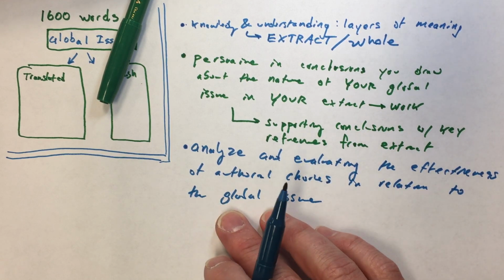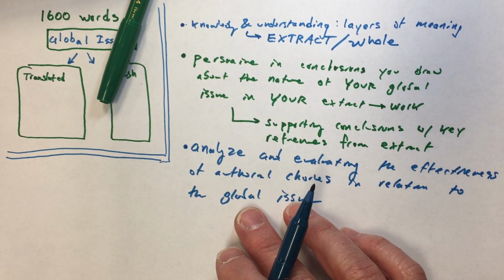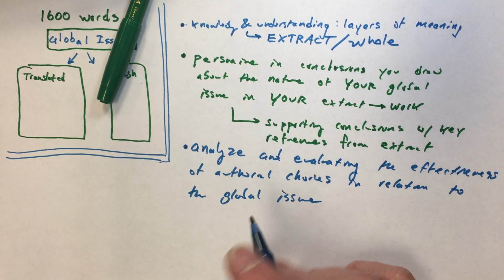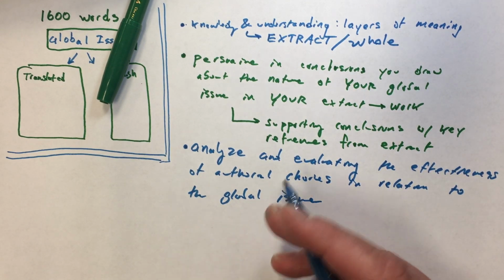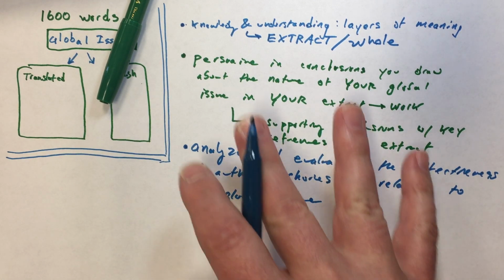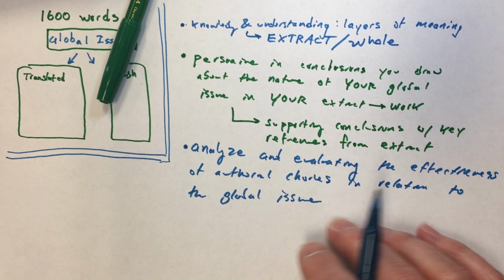Where do you see the global issue? How is that global issue presented? What aspects of that global issue, what truth about that global issue, or almost what theme about that global issue, is raised in the extract and in the work as a whole?